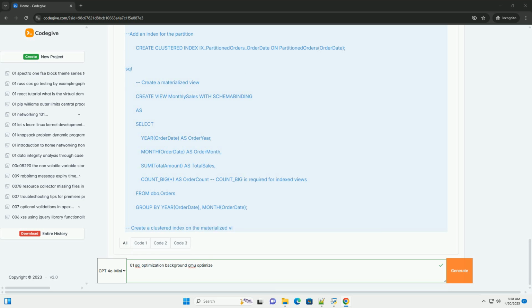SQL optimization: why bother? The core problem: SQL, structured query language, is a declarative language. You tell the database what data you want, not how to get it. The database's query optimizer is responsible for figuring out the best execution plan. Inefficient plans lead to slow queries, high resource consumption, CPU, memory, I/O, and poor overall application performance.